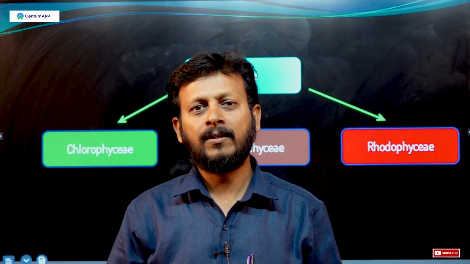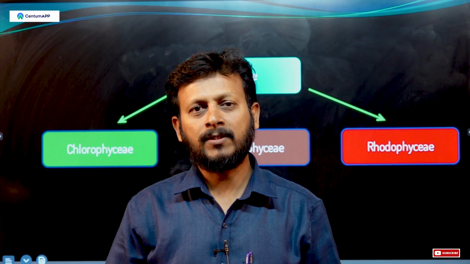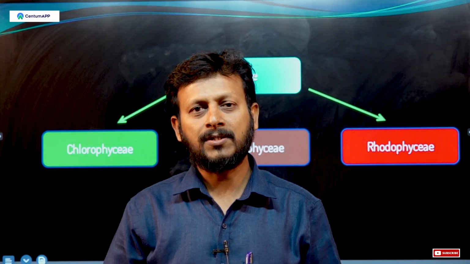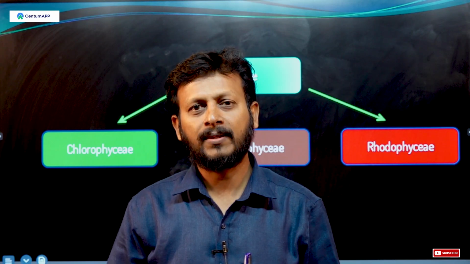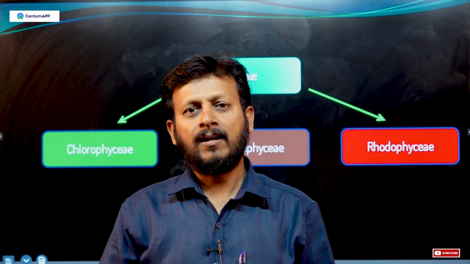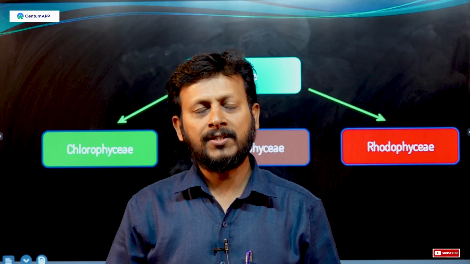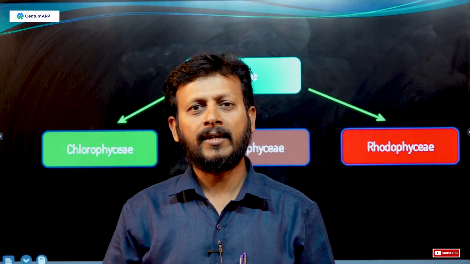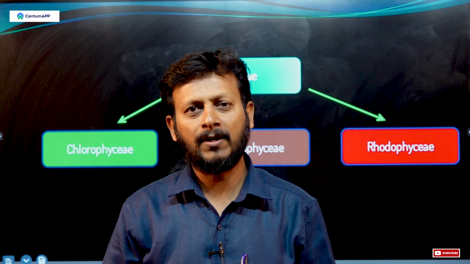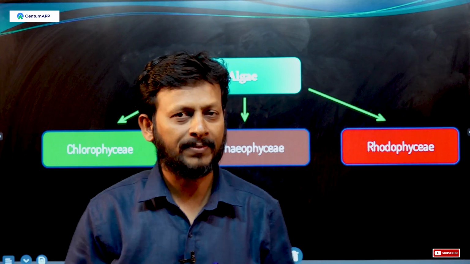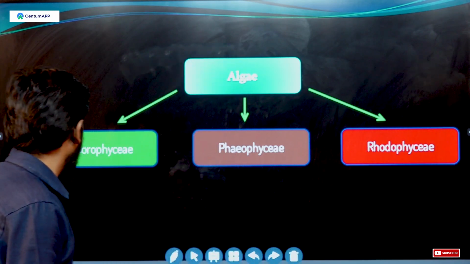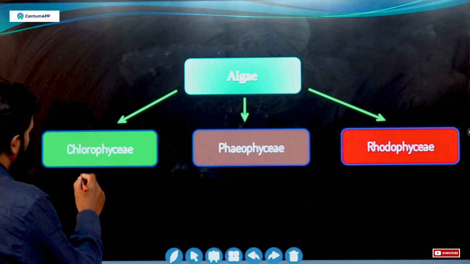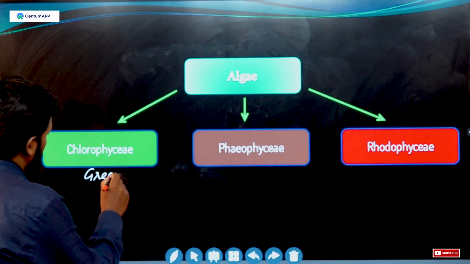Hi students, today we are going to discuss the topic of algae classification. We have already learned what algae is. Algae are present in moist regions. Algae are classified into three types: chlorophyceae, phaeophyceae and rhodophyceae. Let us discuss chlorophyceae, the green algae.